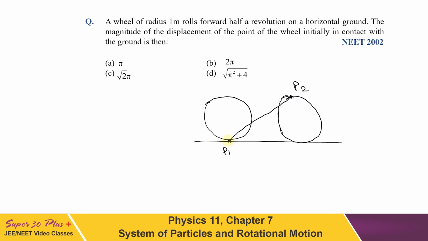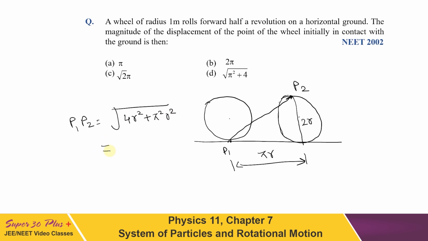Now we have to get its displacement. As the center of mass for half revolution has to move by pi r, this distance between their centers can be written as pi r, and as this is 2r, we can get the value of P1 P2 to be equal to under root 4r square plus pi square r square. But r is given 1 meter here, so it has to be under root 4 plus pi square, which is our option number 4.